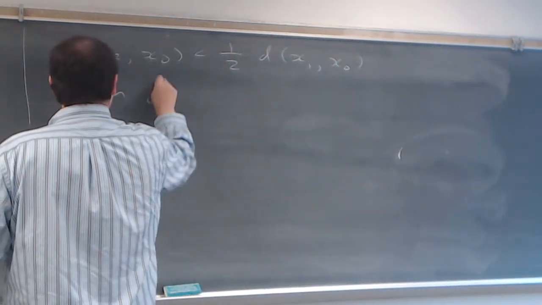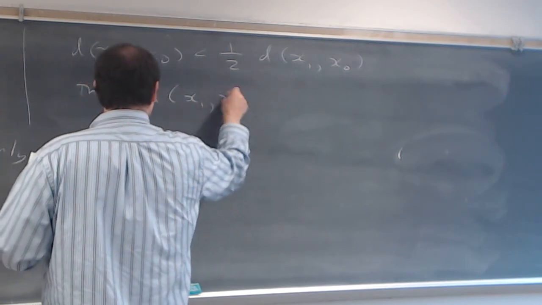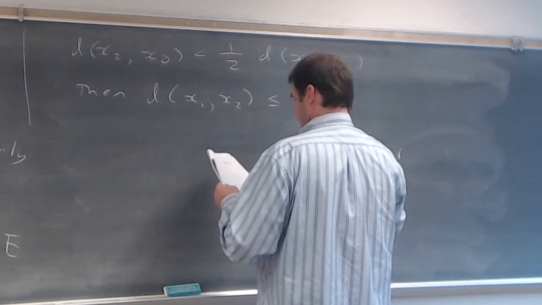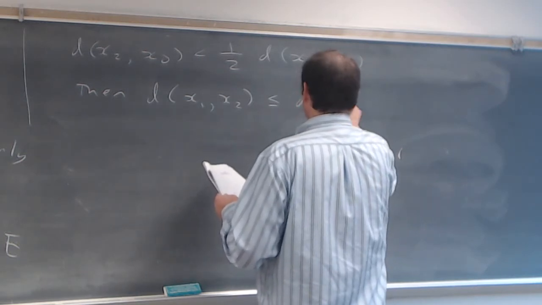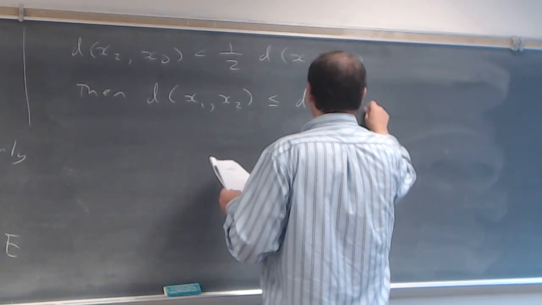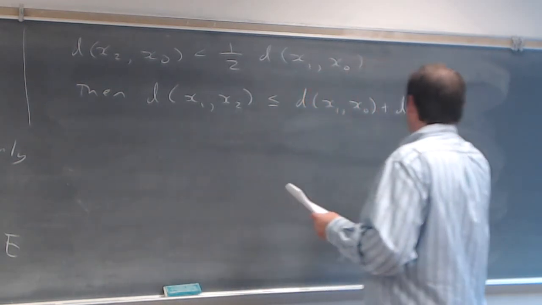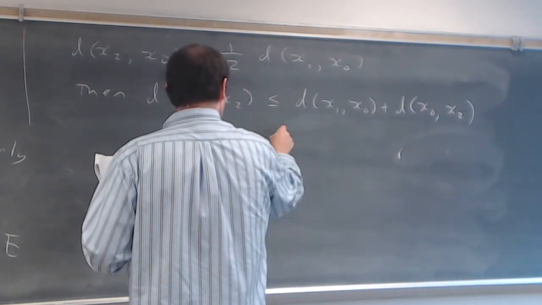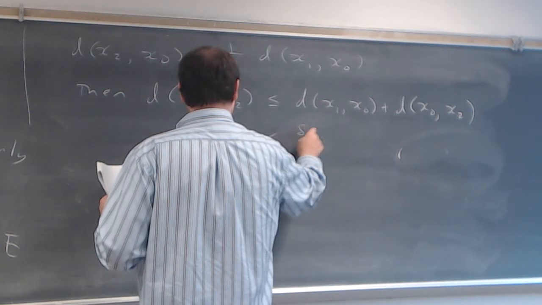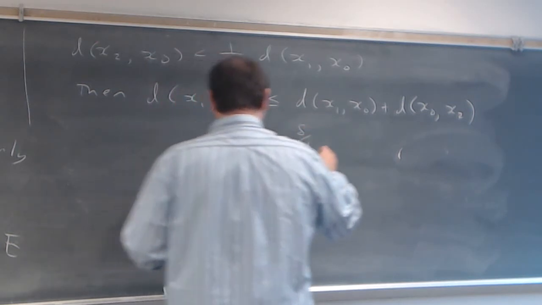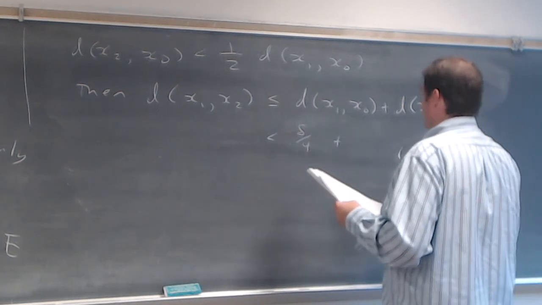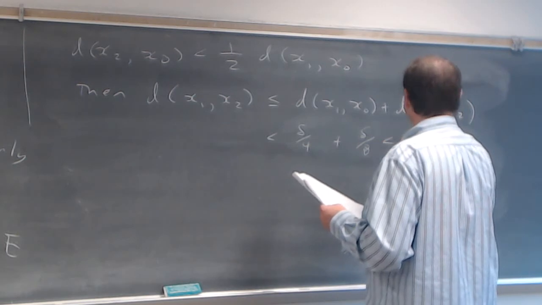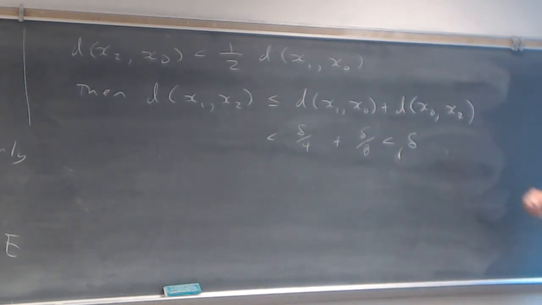Then we look at the distance between x sub 1 and x sub 2. Well, by the property of a metric, that's less than the distance between x sub 1 and x sub 0 plus the distance between x sub 0 and x sub 2. This x sub 1 was chosen so that that distance is less than, I think, delta over 4, plus, this is 1/2 delta over 4, so that's delta over 8. Well, that's definitely less than delta.